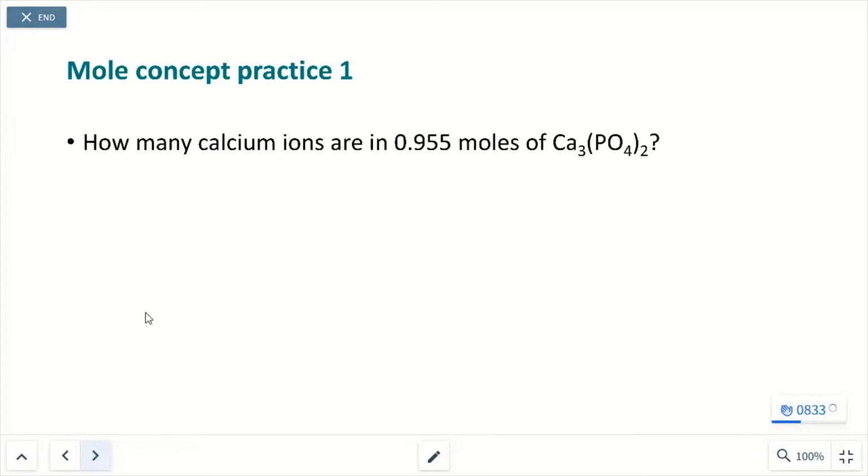All right, one of the most common problems that got thrown my way as a result of the post-lecture activity was "I didn't know how to do that ions question in SmartWork." Well, here we have an example of a similar kind of question. How many calcium ions are in 0.955 moles of calcium phosphate?